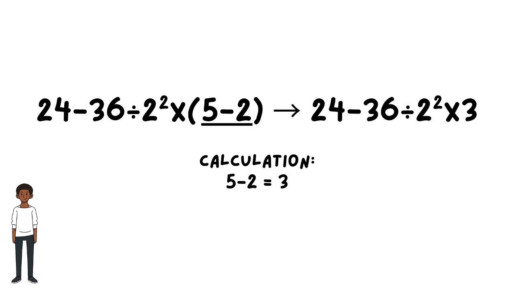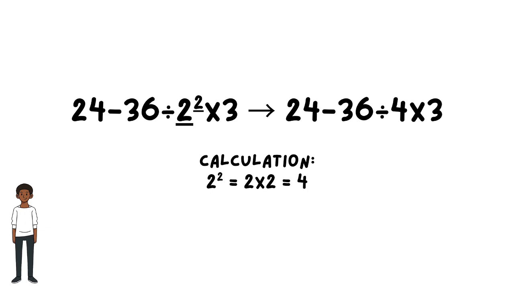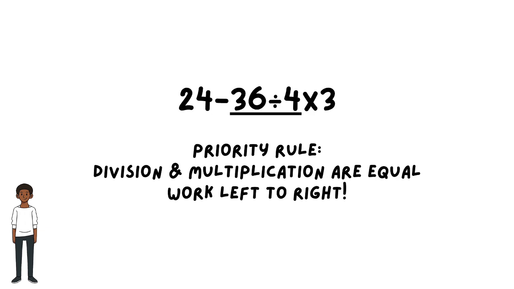Step 1. Start with the operation inside the parentheses. 5 minus 2 equals 3. Substituting 3 back into our expression gives 24 minus 36 divided by 2 squared times 3. Step 2. Evaluate the exponent. 2 squared equals 4. Replacing 2 squared with 4 gives 24 minus 36 divided by 4 times 3. Now we have division, multiplication, and subtraction. Since division and multiplication have equal priority, we work from left to right, meaning division comes first.